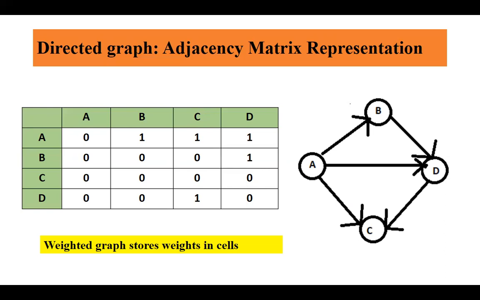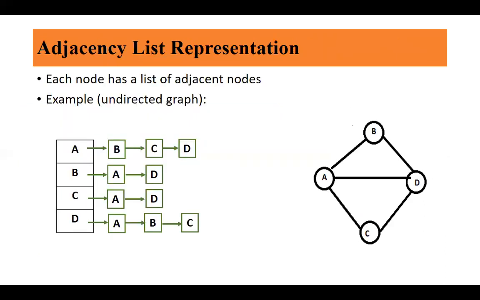Fine. Now, in the case of a weighted graph, we store the weights instead of ones. Another way of representation is the adjacency list representation. Here each node has a list of adjacent nodes. This is the graph and this is the adjacency list representation.